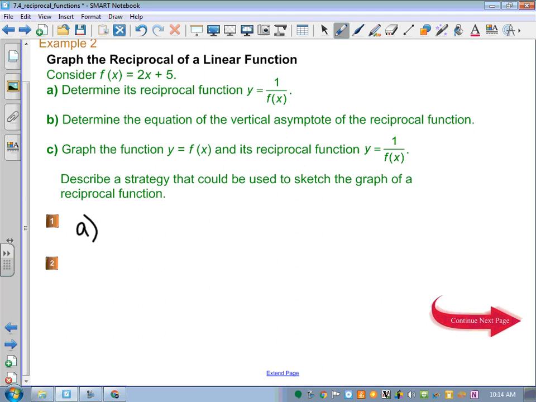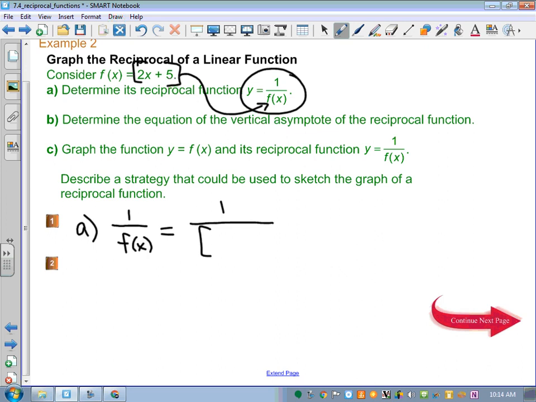If we know that f of x is equal to 2x plus 5, then y equals 1 over f of x is simply taking what f of x is and substituting it into that equation. So, I'm going to write that as 1 over f of x is equal to 1 over, and then I am going to put the square bracket just to try to help make that connection, the 2x plus 5, which was f of x.